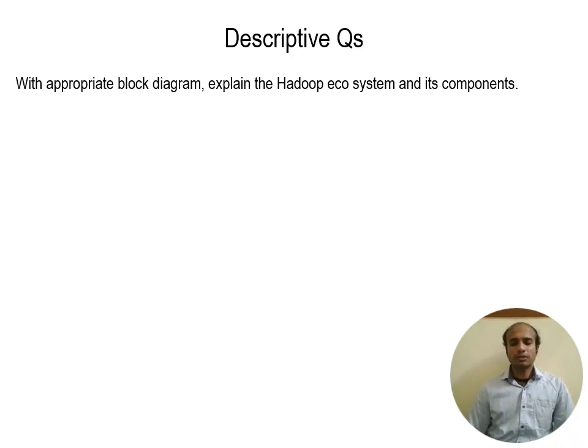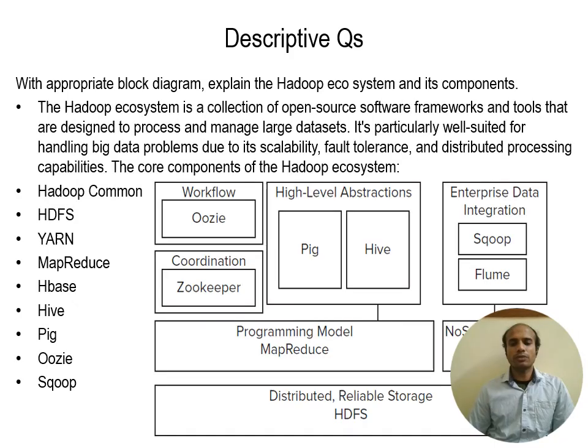Okay. So let us begin the discussion with an appropriate block diagram explaining the Hadoop ecosystem and its components. We have to describe the components of the Hadoop ecosystem, and the block diagram should have that given in detail. You can see the block diagram has all of the components of the Hadoop ecosystem, starting with distributed reliable storage, the Hadoop Distributed File System.